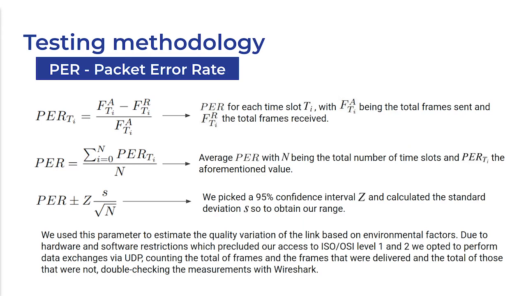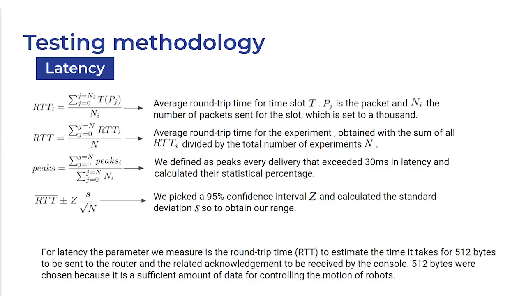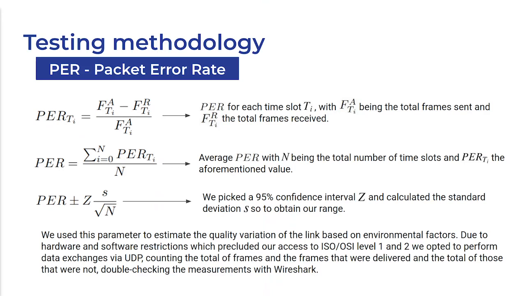We have measured three parameters in order to assess the quality of the link, and those are packet error rate, throughput, and latency. As for packet error rate, we use this parameter to estimate the quality variation of the link based on environmental factors, so positions of the dongle, line of sight or non-line of sight, which we will see afterwards what it means.